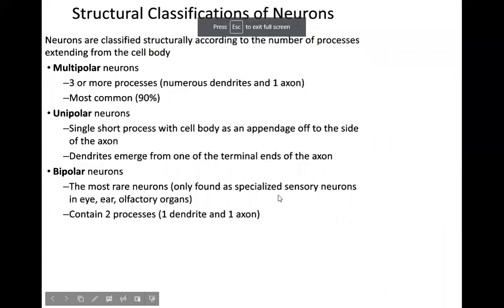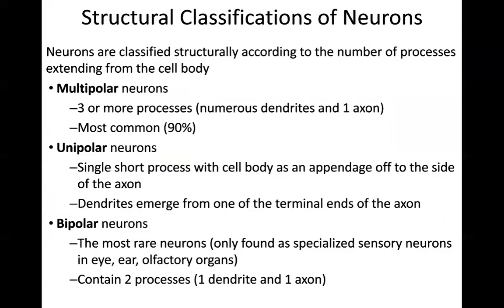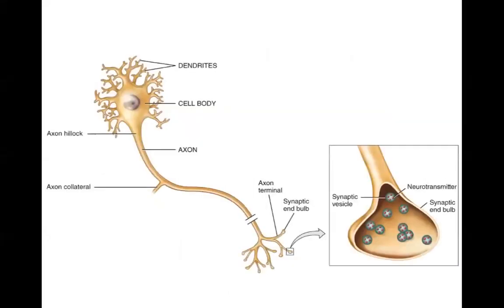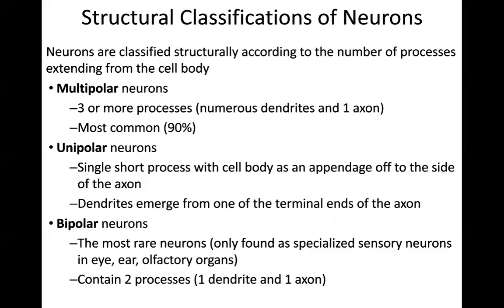As far as their prominence in our body, multipolar are by far the most common, and that's why this is the picture that was chosen. Okay, multipolar neuron. These are the ones that you find in our brain predominantly. These are the ones that also actually send out signals that cause our muscles to contract. Unipolar neurons are typically associated with sensations.